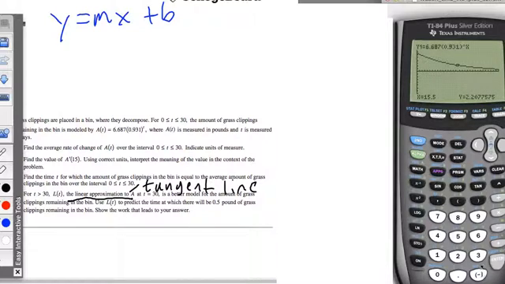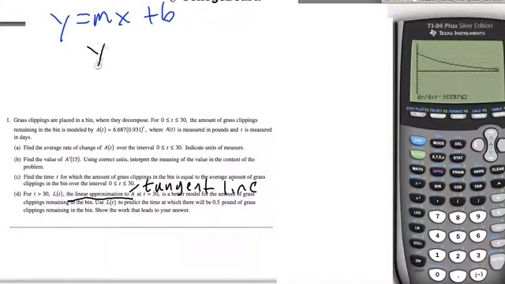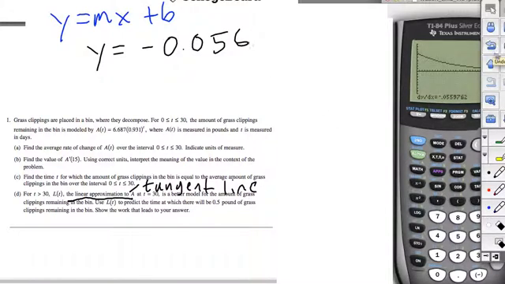Okay, so let's type in our 30. So first we know that y equals negative 0.0, and then let's kind of be good rounders. Let's go 0.56. We know that that's going to be our slope. That is our slope.